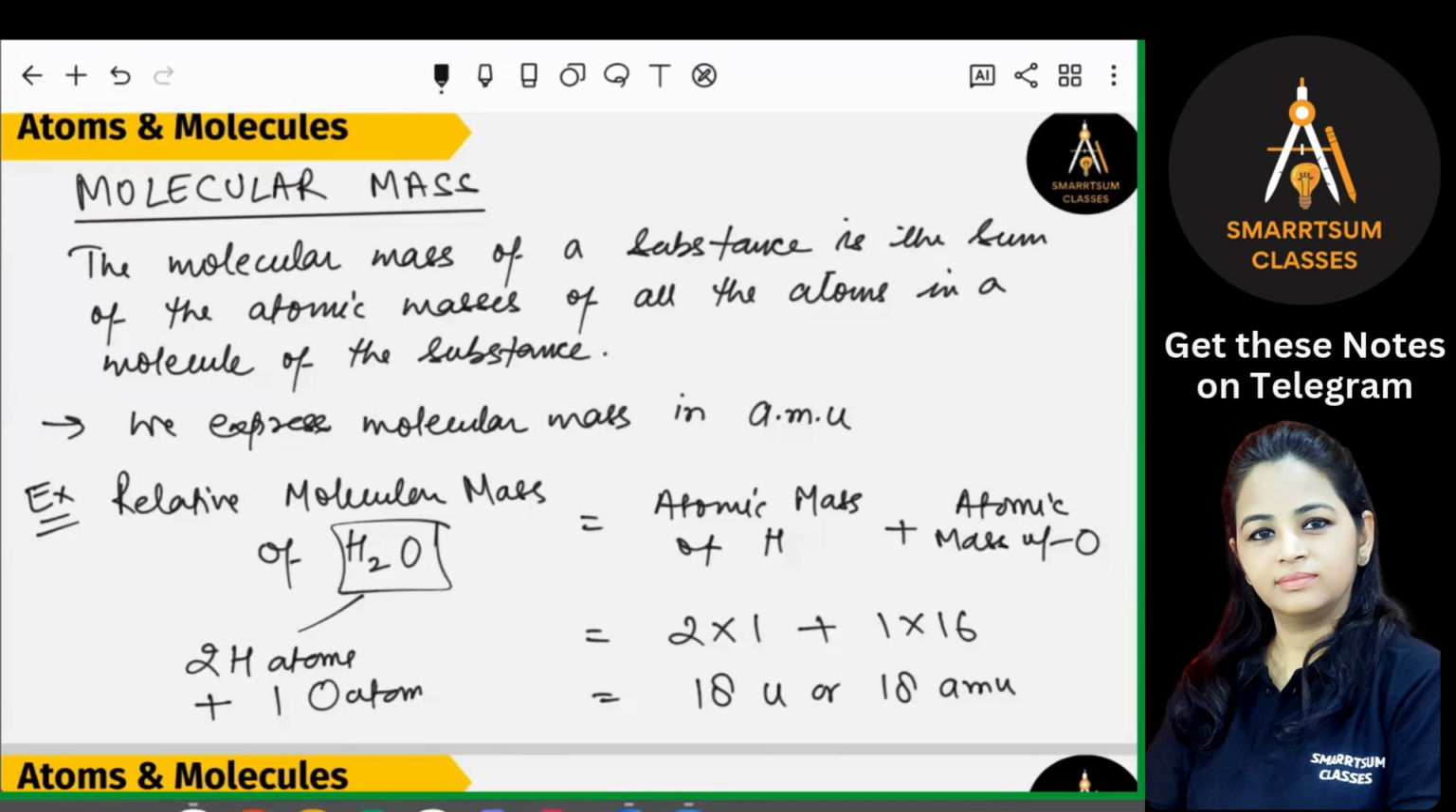Since water is a compound, we need to find the molecular mass, meaning the mass of the molecule of water. In this molecule of water, there are 2 hydrogen atoms and 1 oxygen atom. If we find the sum of all the atoms involved in that molecule, we get the molecular mass of that molecule. Is that clear? Yes or no, please.